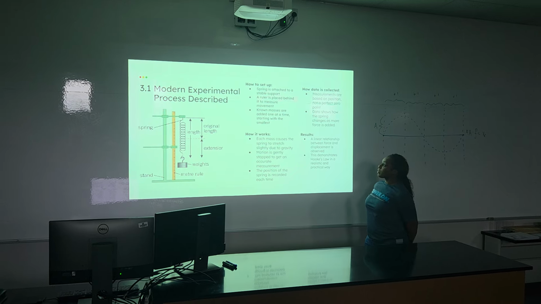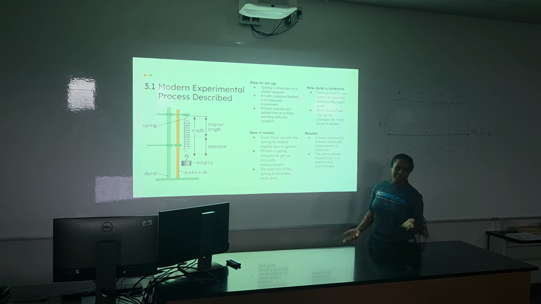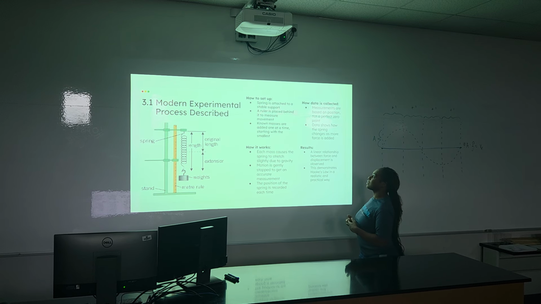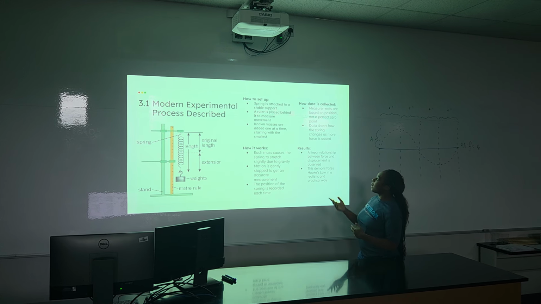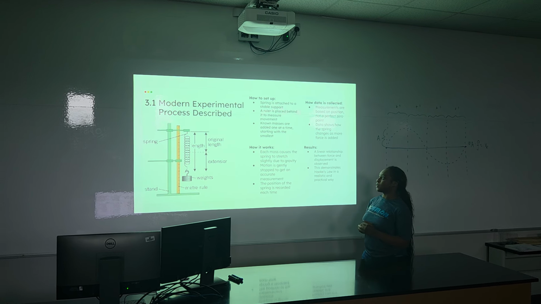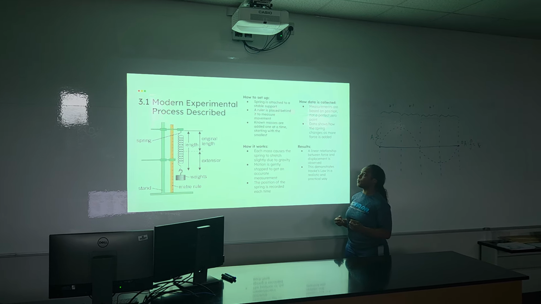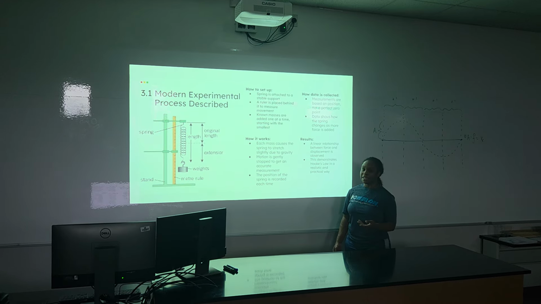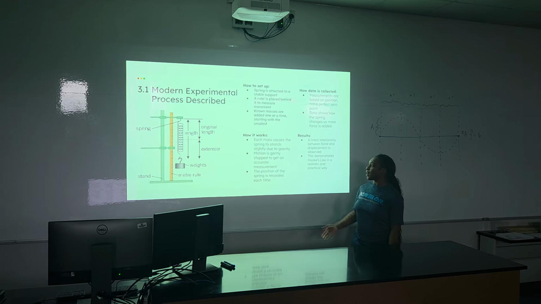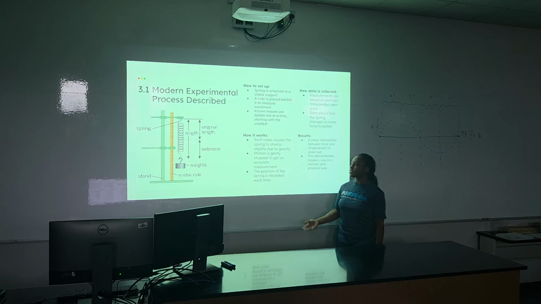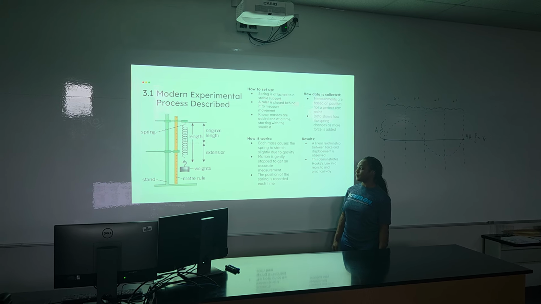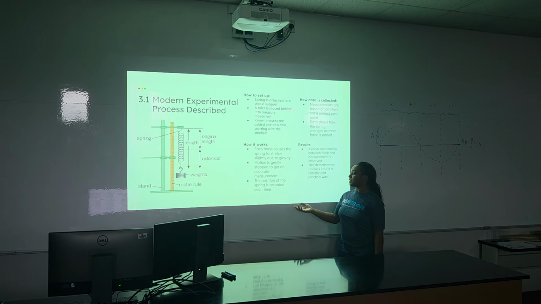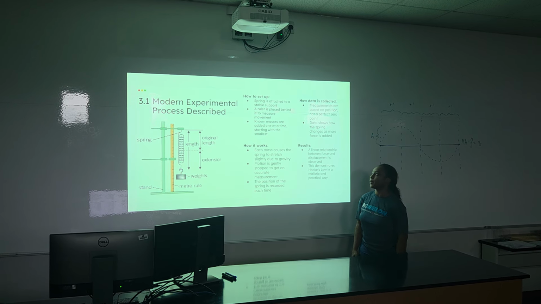How to set it up? The modern experiment is set up by having a spring attached to a stable support. A ruler is placed behind it to measure the movement, and known masses are added one at a time. And how it works: each mass causes the spring to stretch slightly due to gravity. Motion is gently stopped to get an accurate measurement. The position of the spring is recorded each time.